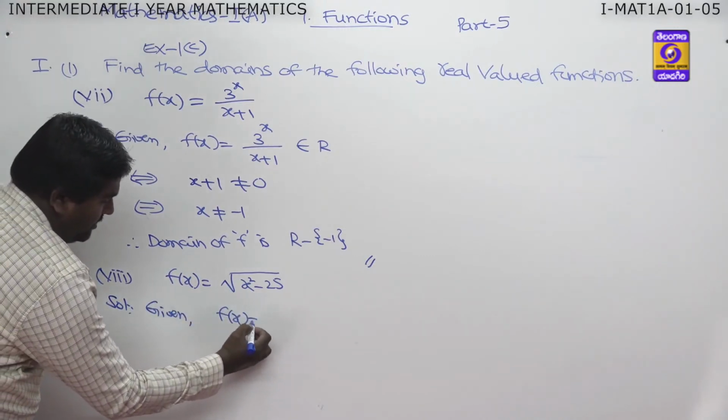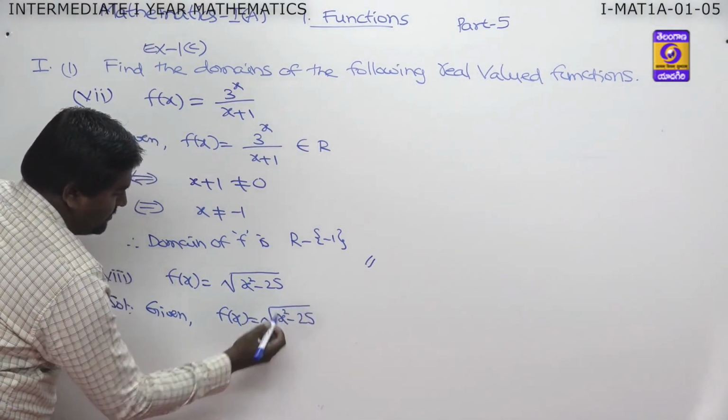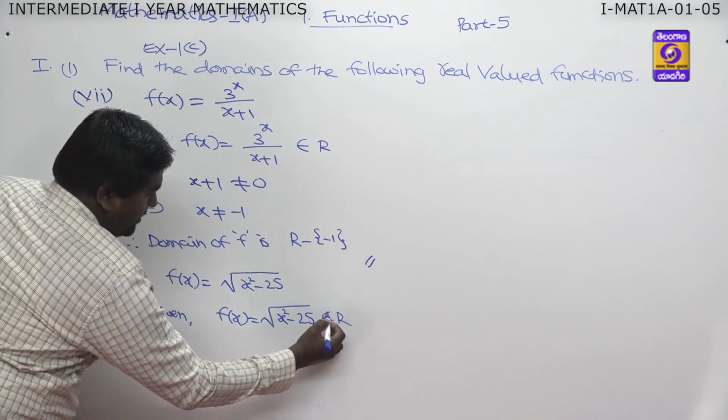f of x is equal to square root of x square minus 25. Clearly it belongs to R.